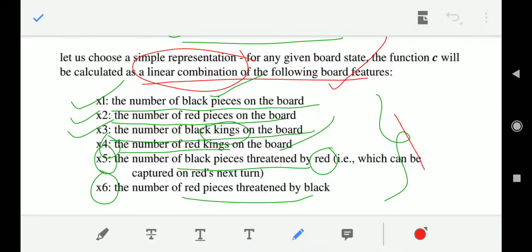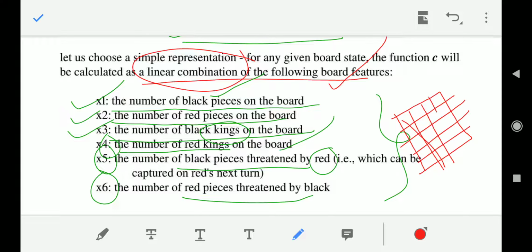See here, you have a board, right? You have 64 squares. So here you have pieces, right? The total number of red pieces and black pieces will be represented by x1 and x2. x3 is the number of black kings, x4 is the number of red kings. x5 and x6, you understand.